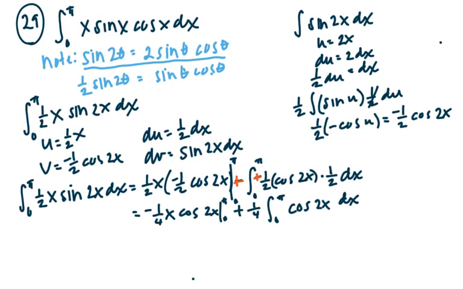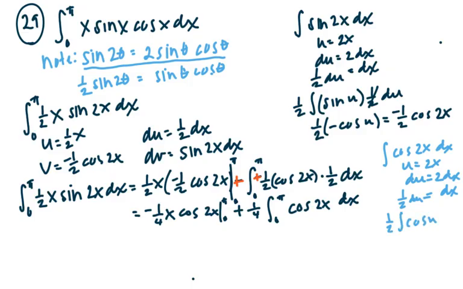So let's come back up here over on the side, and let's say the integration of cosine of 2x dx. We're going to let u equal 2x. So du is 2 dx. You see a pattern here? Dx equals 1/2 du. So then 1/2 the integration of cosine of u du. Dx is 1/2 du. This gives me 1/4, and the integration of cosine of u is sine of u. So this is 1/4 sine of 2x.